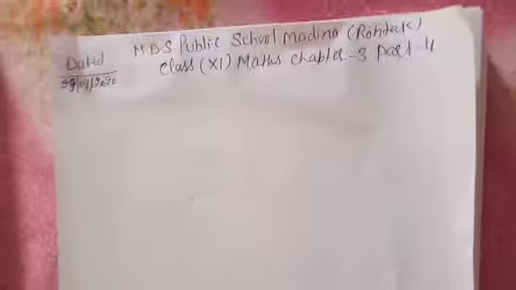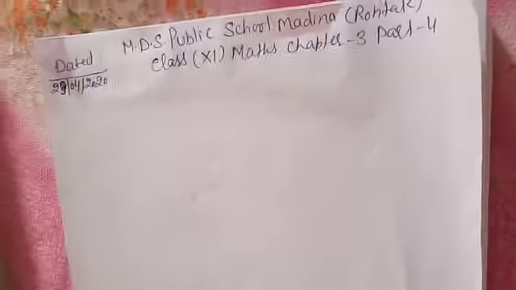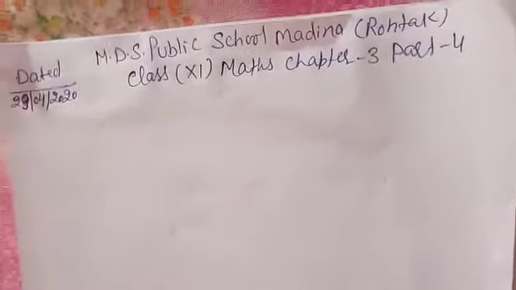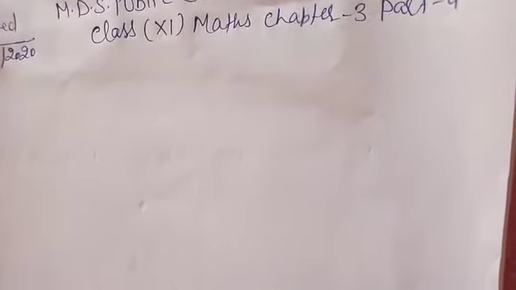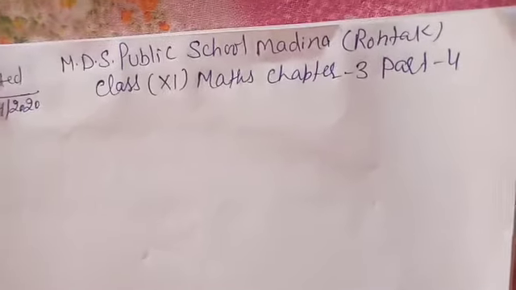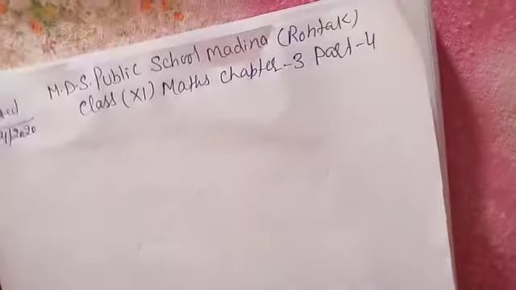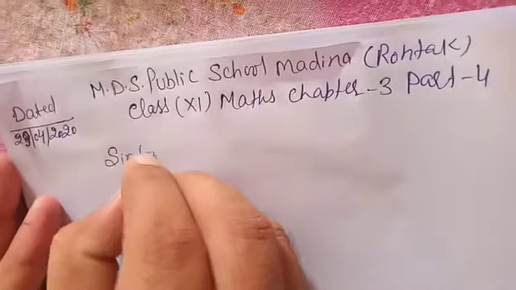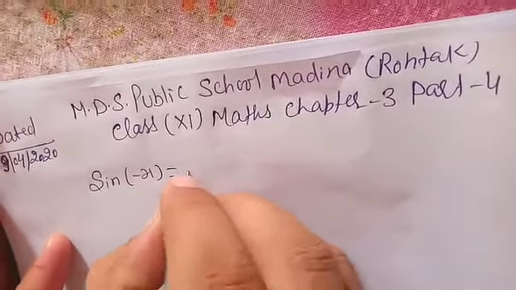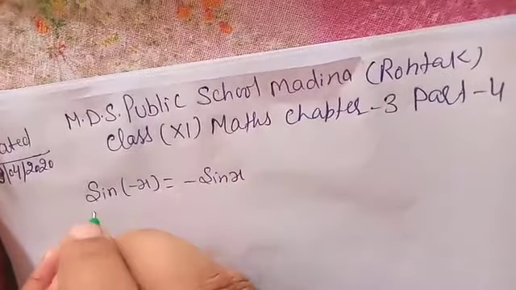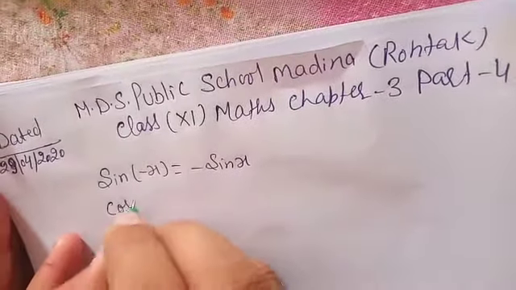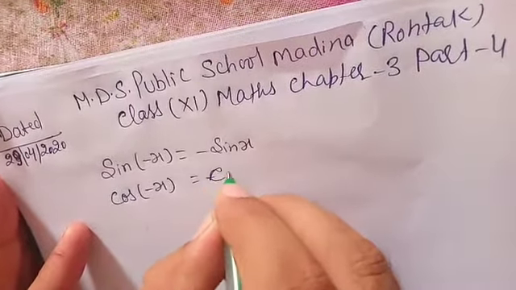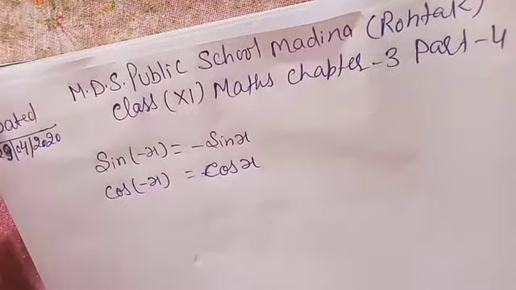Today, this lecture is of mathematics, class plus 1, chapter number 3, related to trigonometric functions. In previous lecture, I already told you that sine of minus x is equal to minus sine x and cos of minus x is equal to cos x. Already discussed in previous lecture.